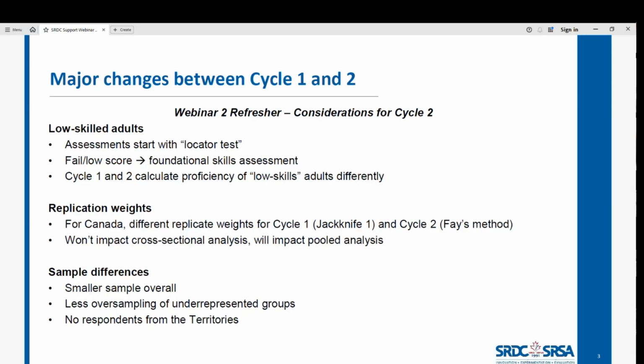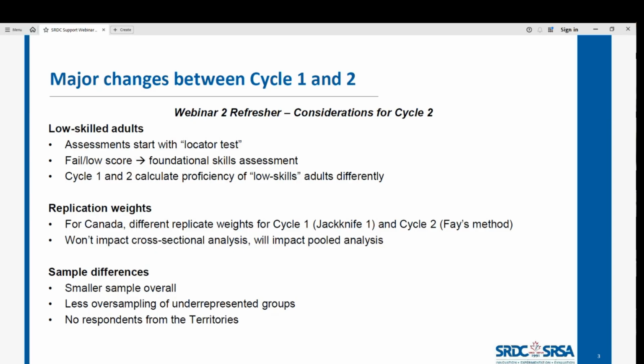and 2. Another important difference is that cycle 1 and cycle 2 are estimating replicate weights differently in Canada. In cycle 1, it's using Jackknife 1, and in cycle 2, replication weights are estimated using the Fay method. This won't impact cross-sectional analysis, but it will impact pooled analysis because the standard errors are being estimated differently.